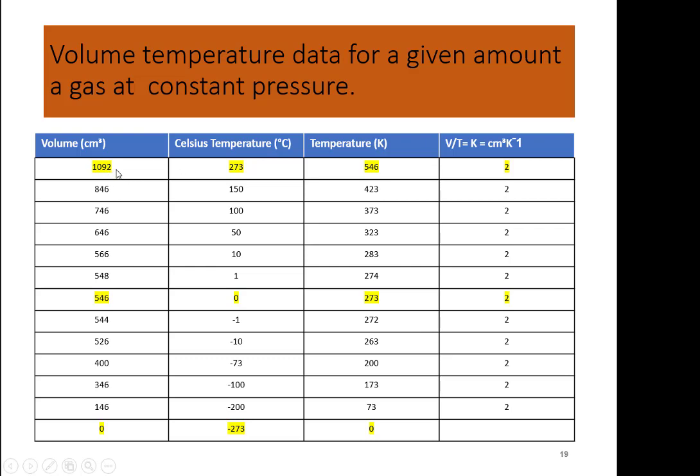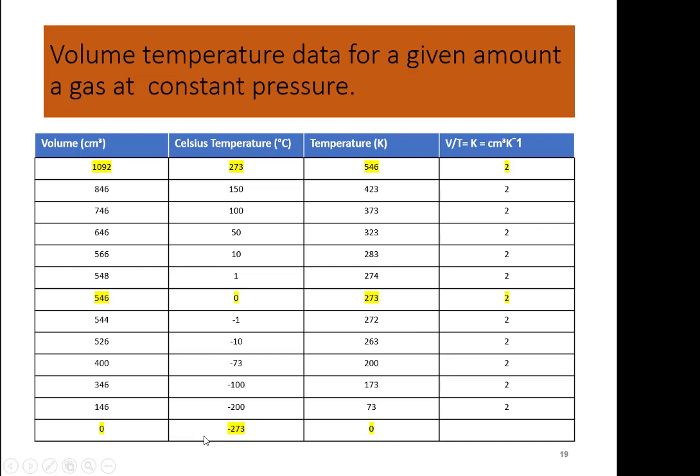It means the volume has doubled. At 0 degrees centigrade, the volume was 546, and 546 multiplied by 2, the volume has doubled, 1092. And at minus 273 degrees centigrade, the volume has become 0. It practically becomes 0 at minus 273 degrees centigrade.